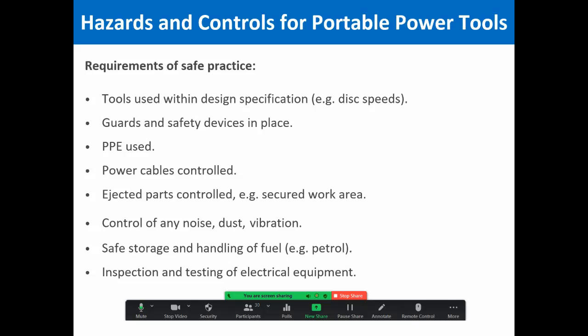Power cables should be controlled properly, inspected properly, and be in good condition. Ejected parts should be controlled, use a secure work area, isolation, so that the ejected parts don't go and injure other people. Control of noise, dust, vibration. These are very common hazards, so you need to control them. Safe storage and handling of fuel, for example petrol, and inspection and testing of electrical equipment should be there as well.